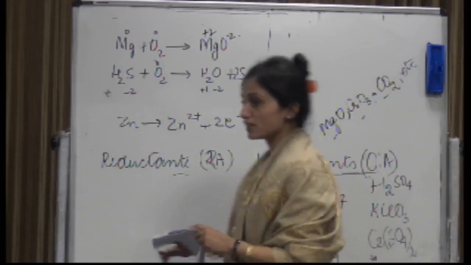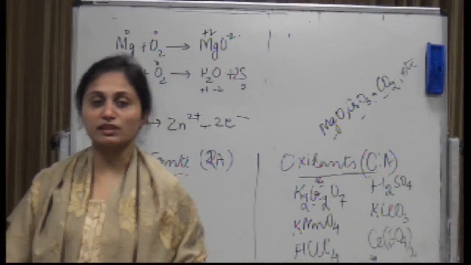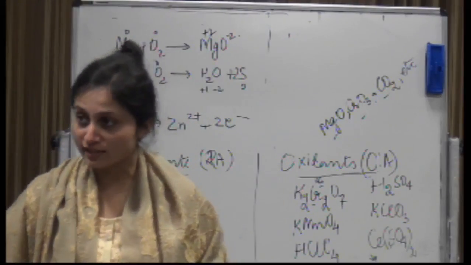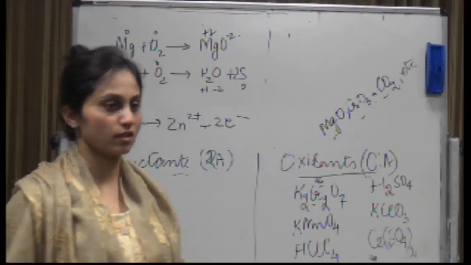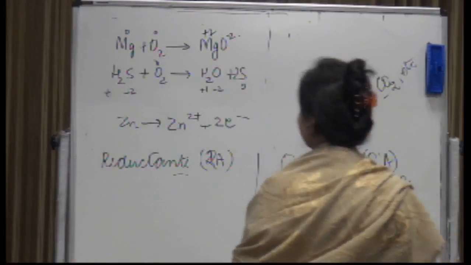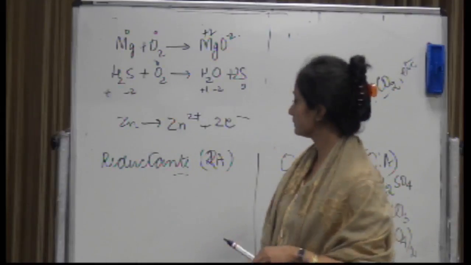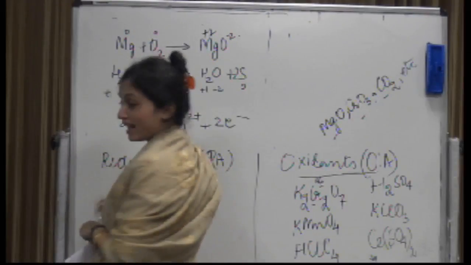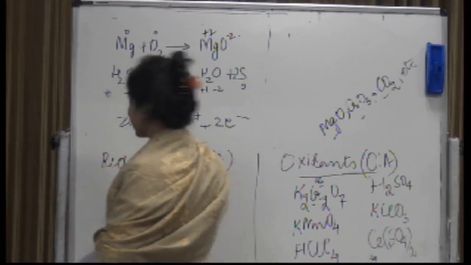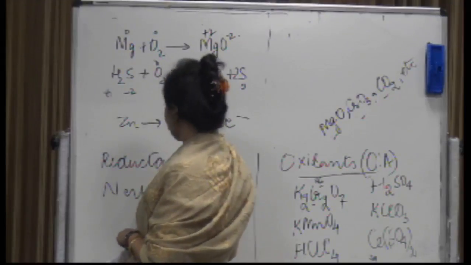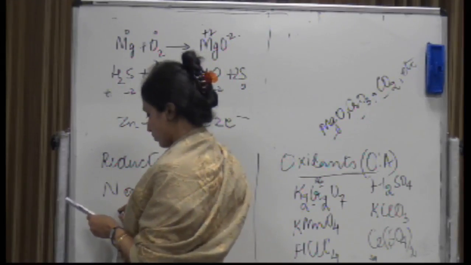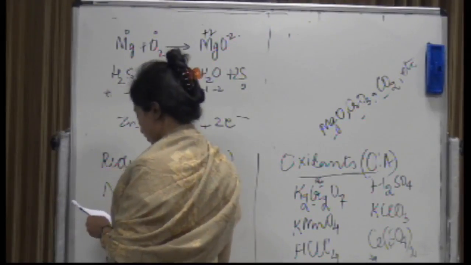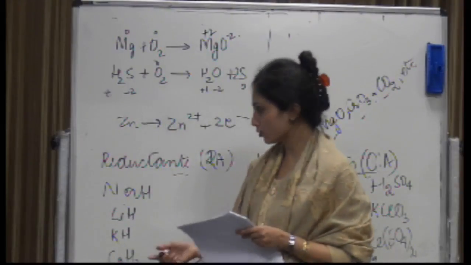Then for reducing agents, write down similarly. What will be reducing agents? Which can lose electrons and hence themselves get oxidized and reduce other species. And they can reduce other species. Same case. You can have metallic hydrides as the reducing agents. What are your metallic hydrides like? NaH, then you can have LiH, KH, CaH2. All these are metallic hydrides. They can be used as reductants.